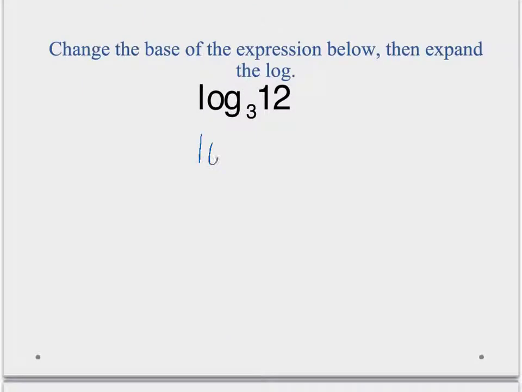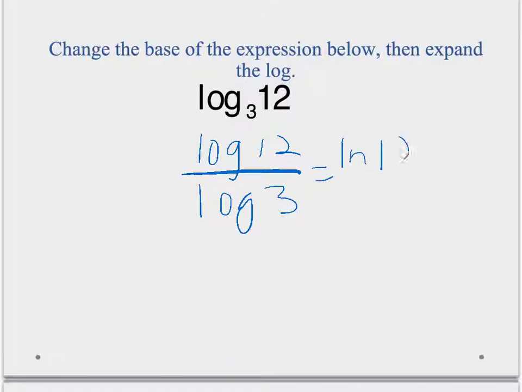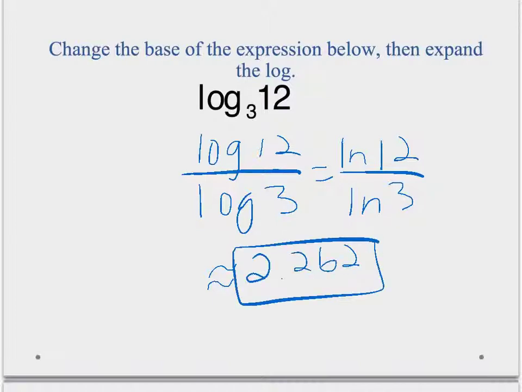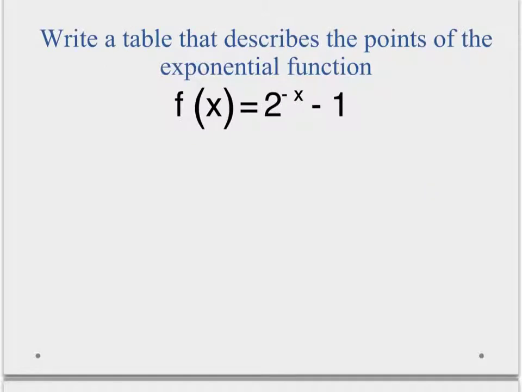Okay, so we change the base of this one, we get log 12 divided by log 3, or ln 12 divided by ln 3. And when we plug that into our calculator, we get 2.262.